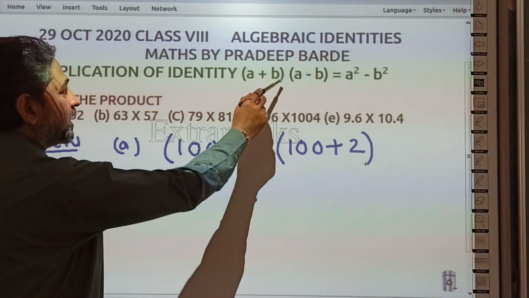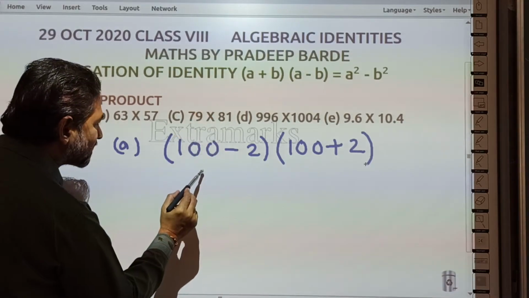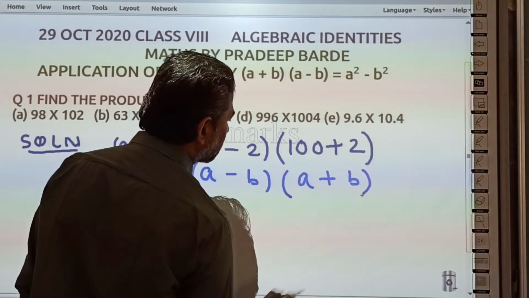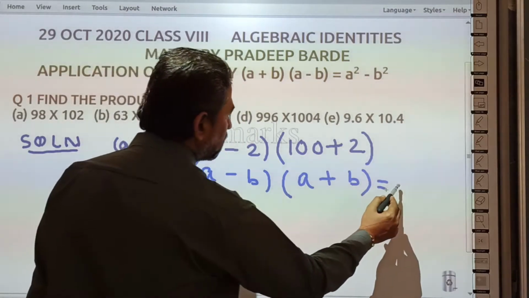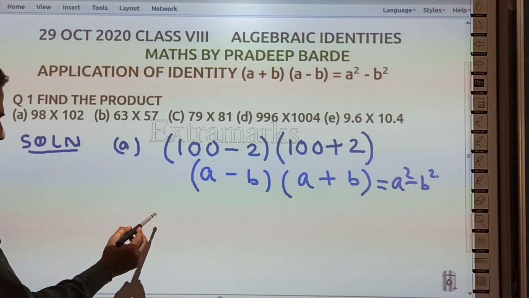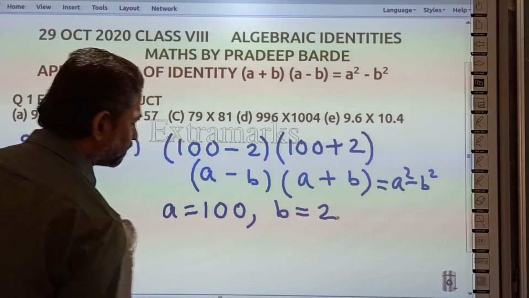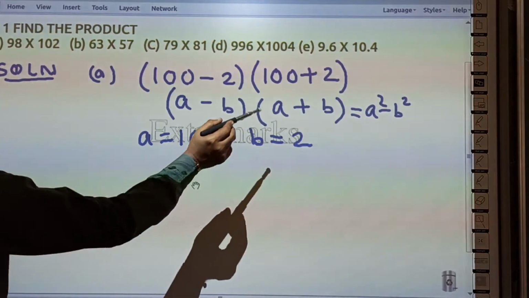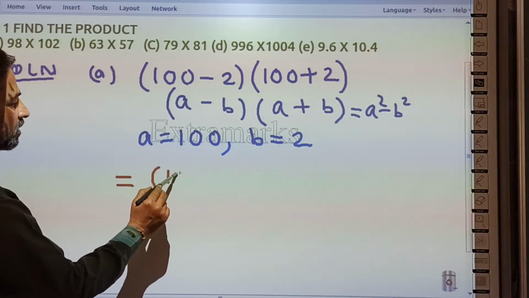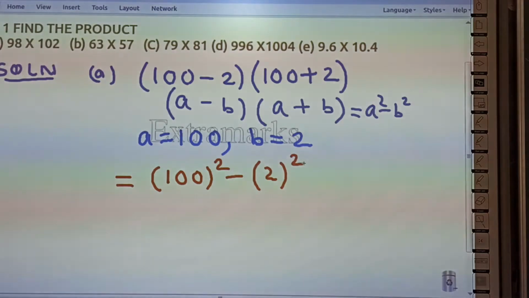Now let's compare this with the identity which we have already written here, that is (a plus b) into (a minus b) is equal to a square minus b square. So here we see this is (a minus b) into (a plus b), and this is simply equal to a square minus b square. According to this question, students, the value of a is 100 and b is equal to 2. So let's apply the identity a square minus b square. Here we get the product will be equal to a square, that is 100 square, minus b square, which is 2 square.